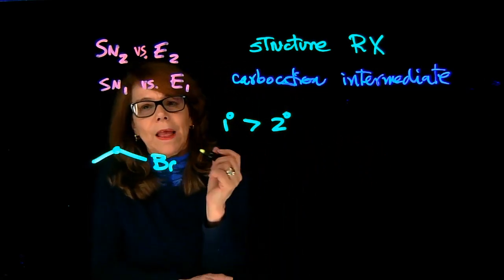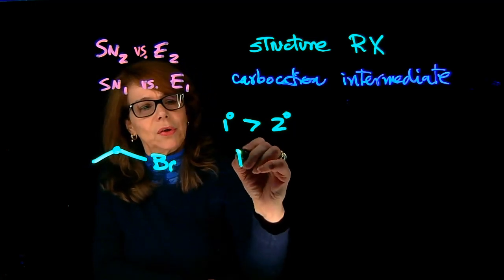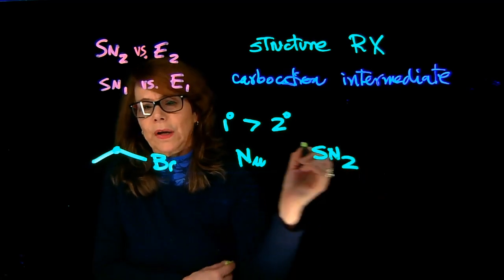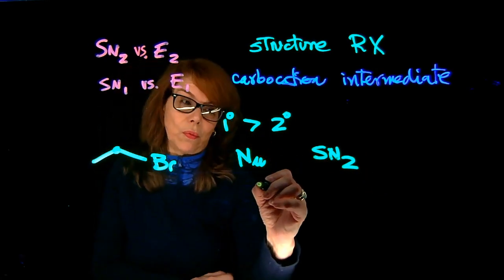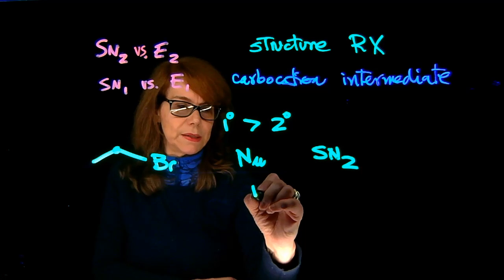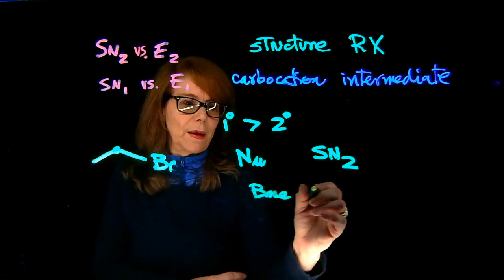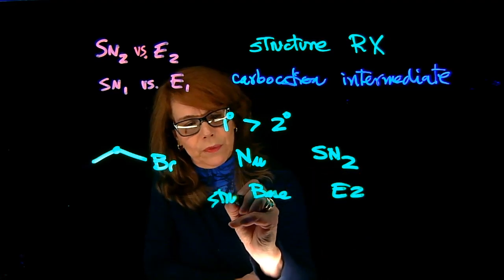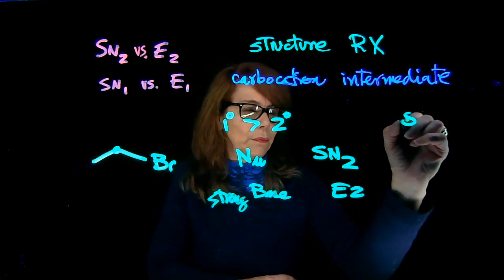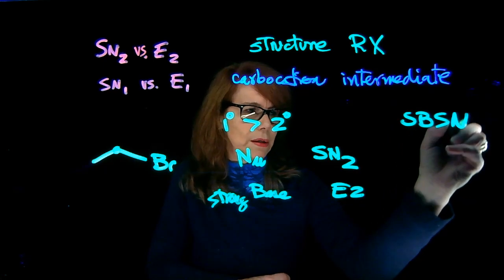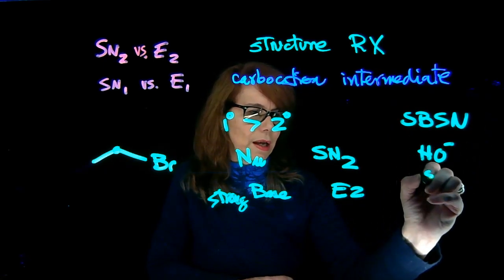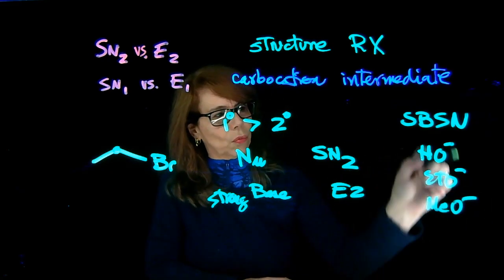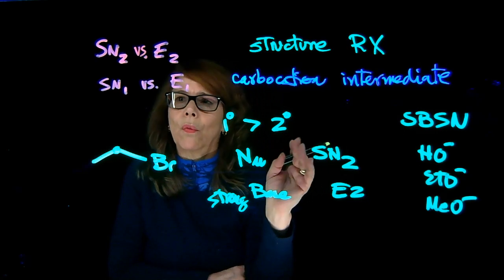So what we need here is a good, strong nucleophile. We need a strong nucleophile for SN2. For E2, we need a strong base. But remember that we may have reagents that are both strong base and strong nucleophile. Here you may have hydroxide, ethoxide, methoxide. With those, you can have either one.